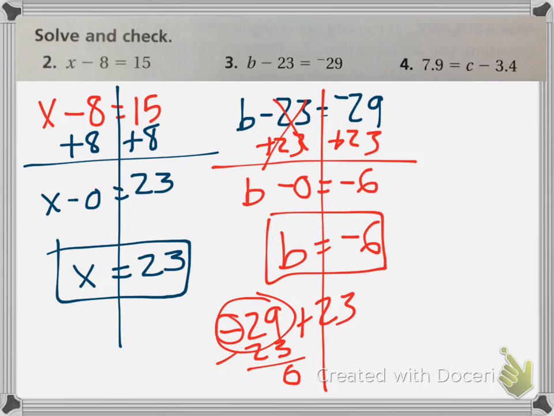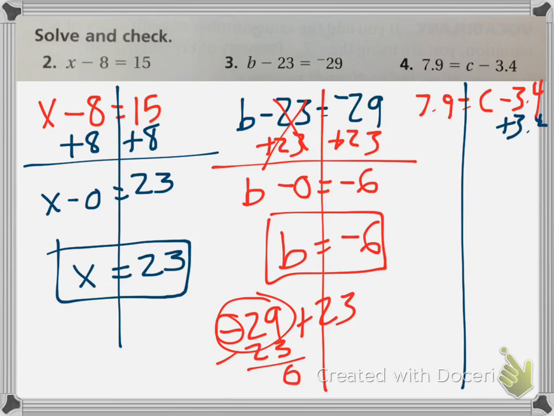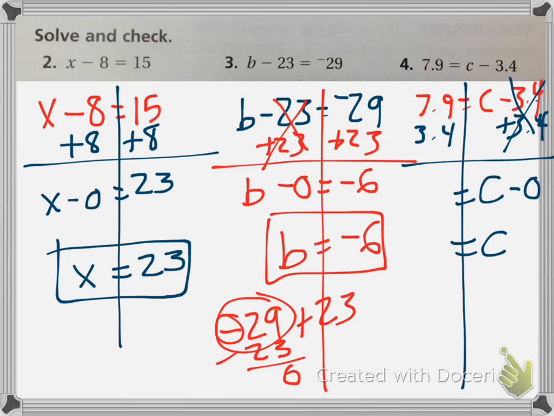And finally, with problem 4, I'm going to write it down. 7.9 is equal to c minus 3.4. Draw the line straight down through the equal sign. We're going to add 3.4 to both sides. That's going to cancel this one out. So you're going to be left with c minus 0 on this side, which is just c. 7.9 subtract 3.4. 9 minus 4 is going to give you 5. 7 minus 3 is going to give you 4. Decimal comes straight down. c equals 4.5.